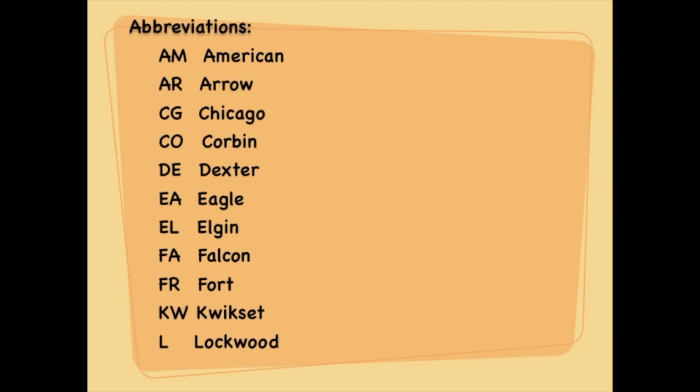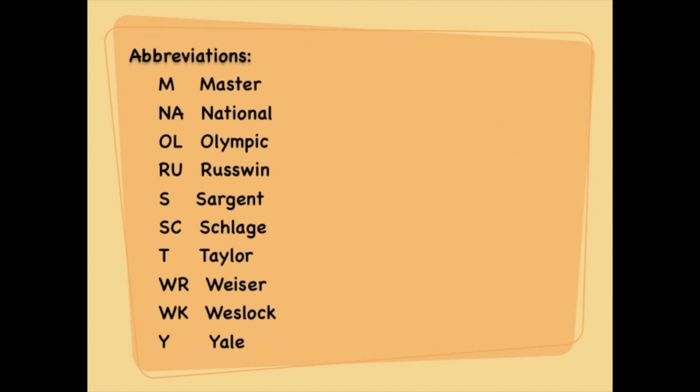Some common abbreviations for some of the large manufacturers: American is AM, Arrow AR, Chicago CG, Corbin CO, Dexter DE, Eagle EA, Elgin EL, Falcon FA, Ford FR, Kwikset KW, Lockwood L. Master is the letter M, National NA, Olympic OL, Russwin RU, Sargent S, Schlage SC, Taylor is the letter T, Weiser WR, Westlock WK, and Yale is the letter Y.